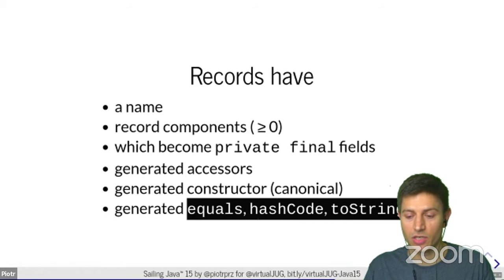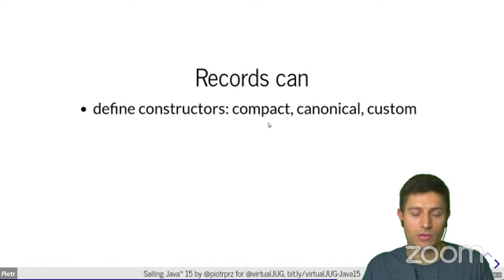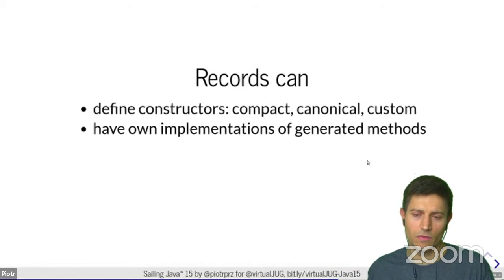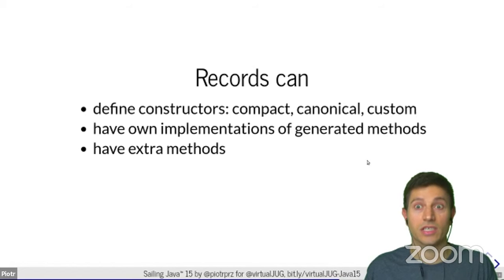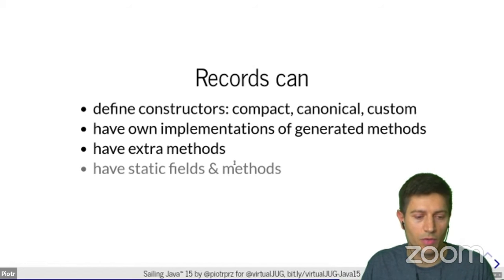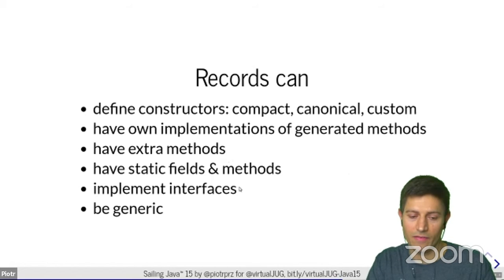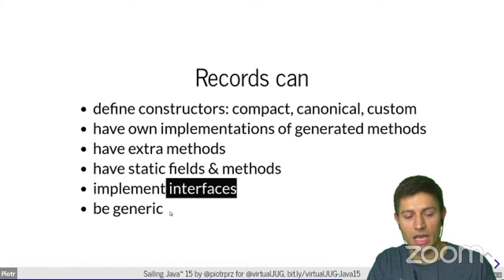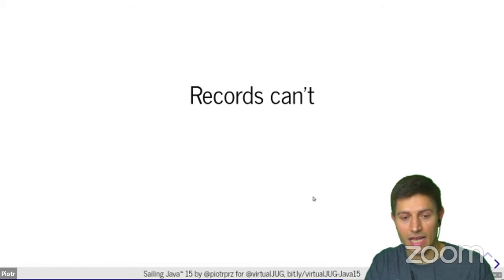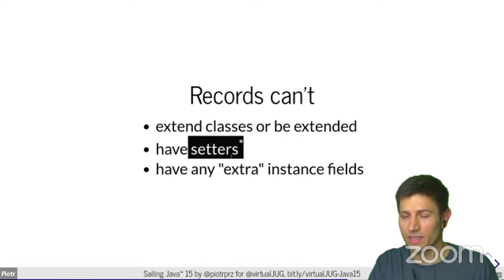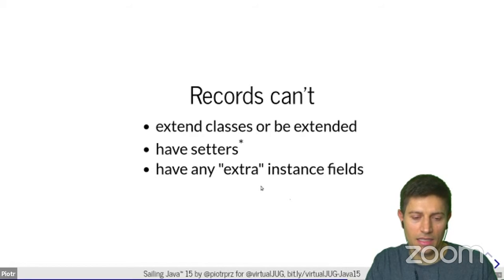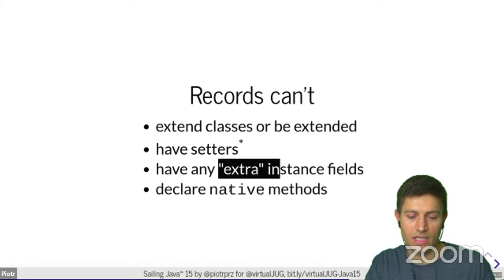They have equals, hashCode, and toString. Records can have constructors and implementations of methods. As I have shown, if you don't like a generated method, you're free to override it, as long as it obeys the contract, of course. We can have extra methods and static fields. We can implement interfaces. A record can be generic, but it cannot extend a class, cannot be extended, and cannot have setters, because records have these fields which are final, mind you. They also cannot have any extra instance fields, and they cannot declare native methods, because this would mean losing control of the state.